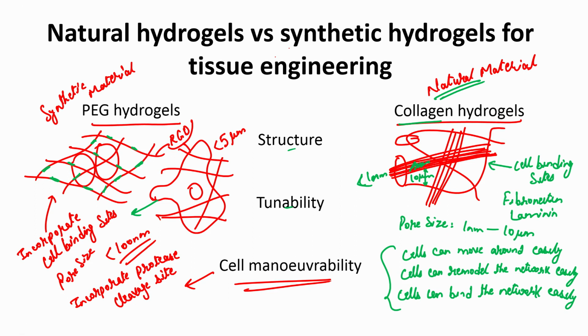At the same time, there is obviously a drawback that the tunability is fairly low. So, cell maneuverability is very high here, in the synthetic case it is low. Tunability is low in this case, high in the synthetic gel. And the structure is obviously different, and the control on the structure, if I say control, is high here and lower here. So, these are some of the advantages and disadvantages of both synthetic and natural hydrogel systems when you are looking at the cell level and how the cell interacts with it.